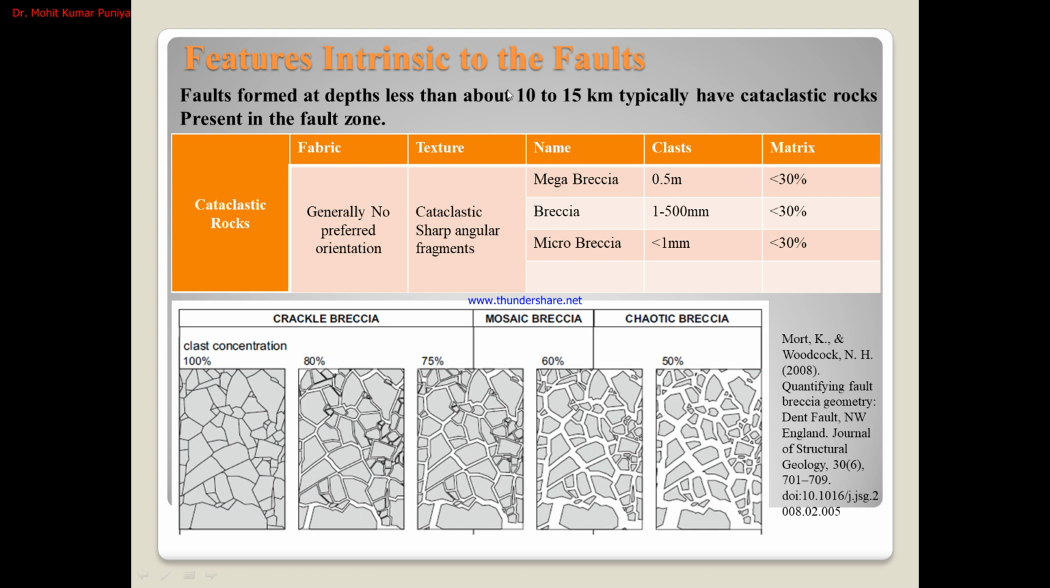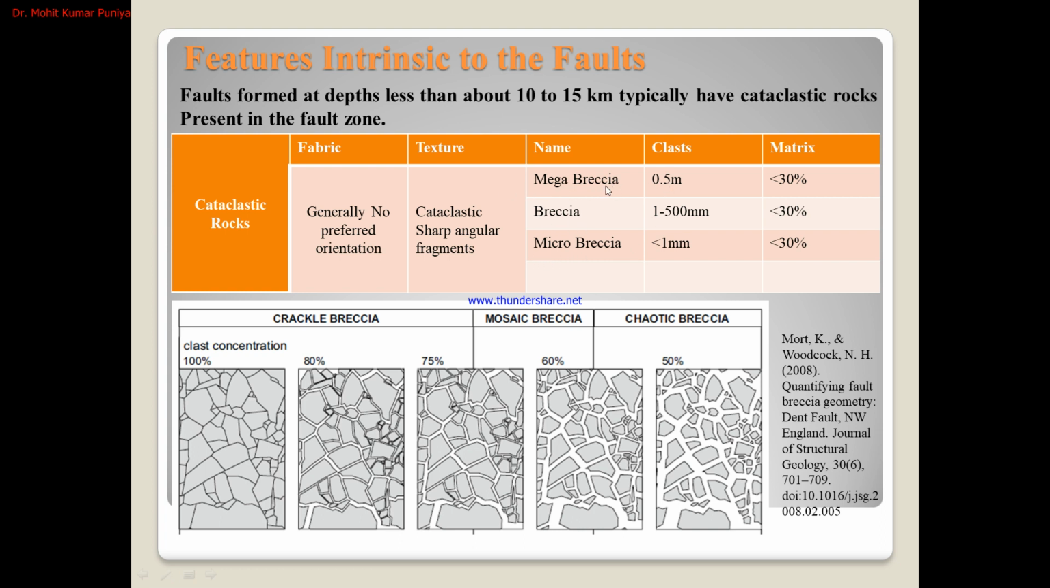If we have a fault that extends up to 10 to 15 kilometers, we will get cataclastic rock. In cataclastic rock, generally there is no preferred orientation, and they form as sharp angular fragments. Based on the size of the fragments, we can divide cataclastic rock into three categories. The first one is mega breccia, then breccia and micro breccia.